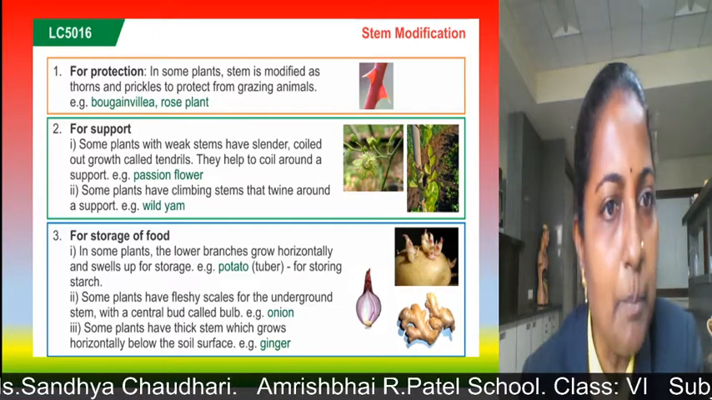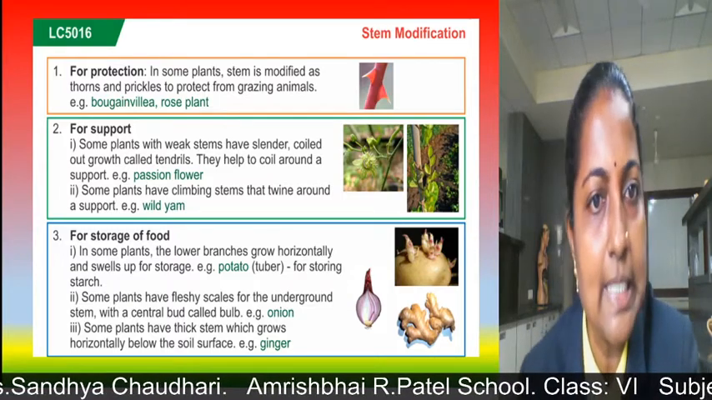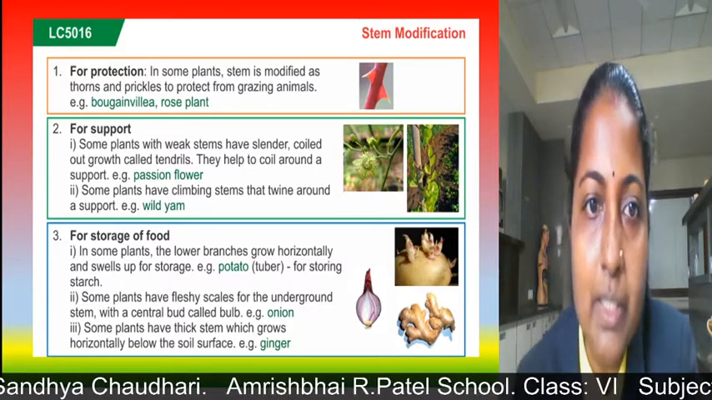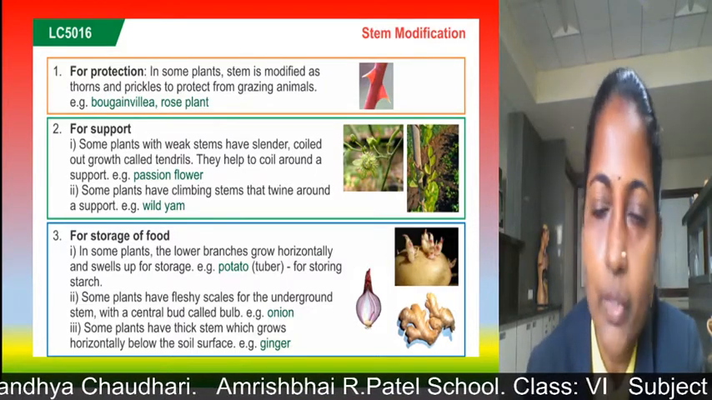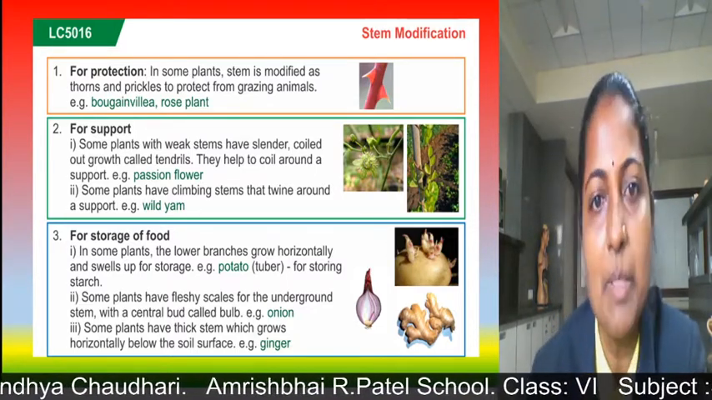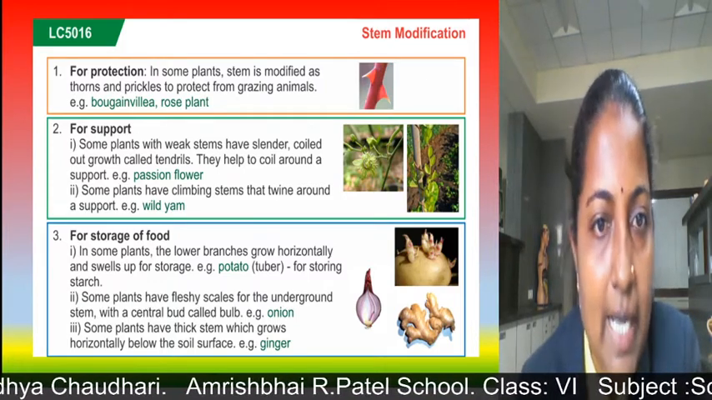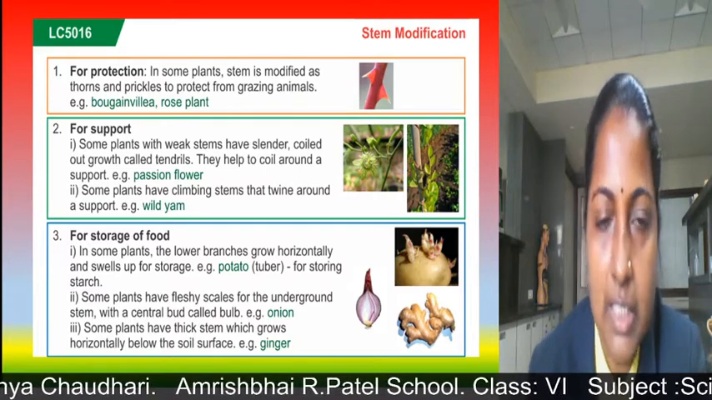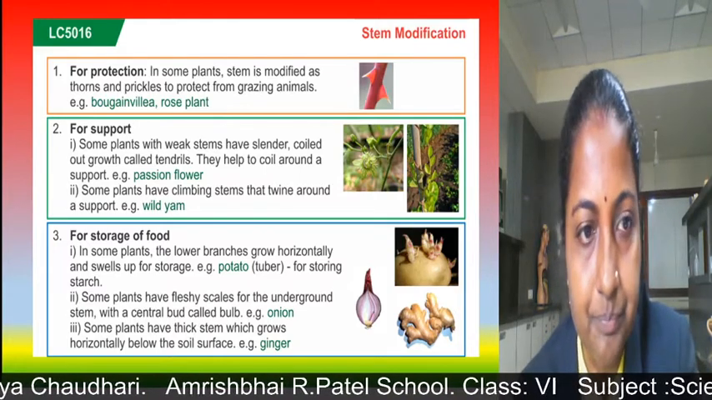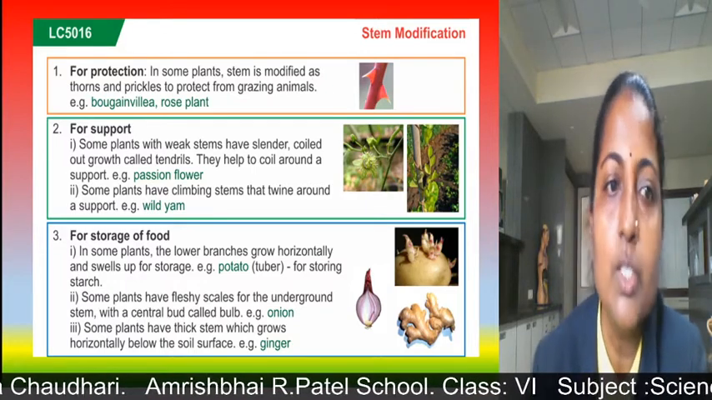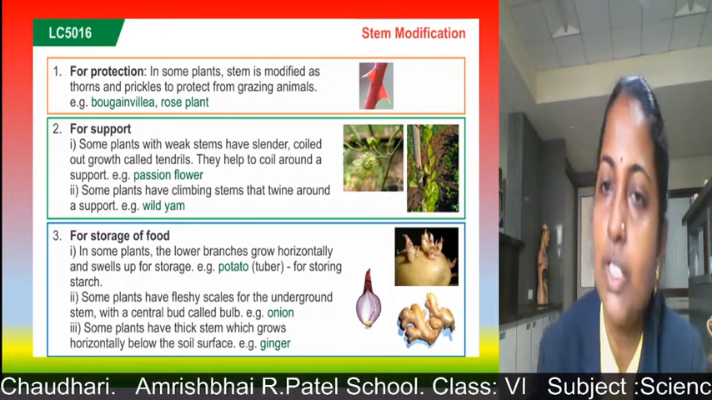For support, some plants with weak stems have slender coiled outgrowths called tendrils. They help to coil around and give support. Example: passion flower. Some plants have climbing stems that twine around a support. Example: wild yam.